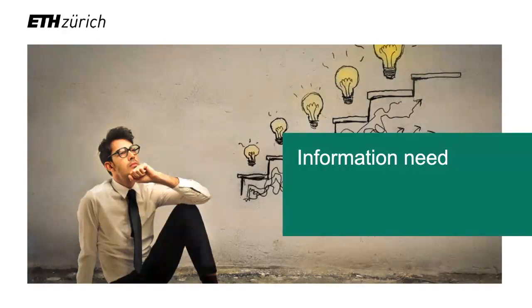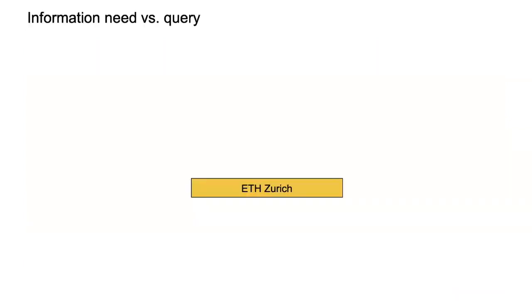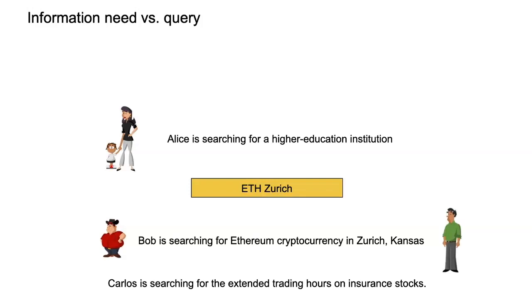Now, I want to say something that I probably already said, but to make it very clear: this is a query, this is what you type, but the information need can be many things. If you type ETH Zurich, you might be looking for the university right here. You might be looking for the Ethereum community in Zurich, Kansas, in the US. Yes, there's a city called this in Kansas. Or you're looking for the extended trading hours, ETH, on insurance stocks, because that might be the name of a company too. So you don't know, actually. If you type the query, this is whatever people type, but you don't know.